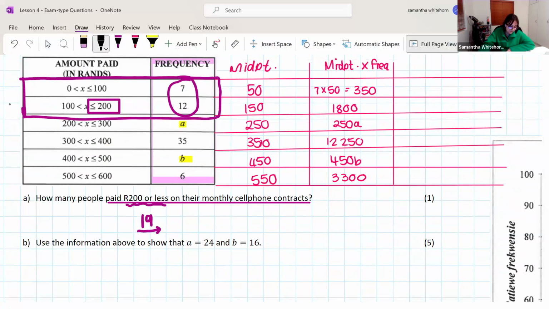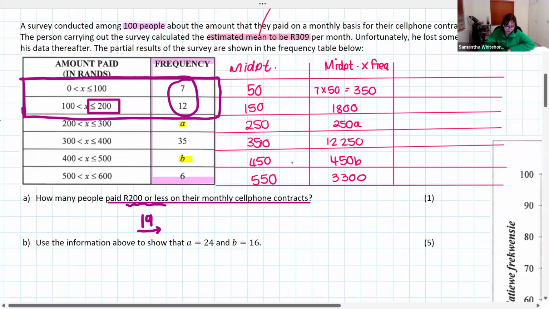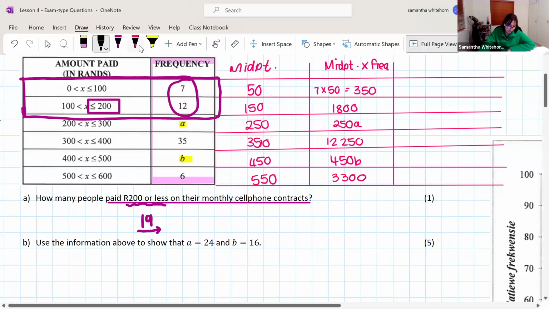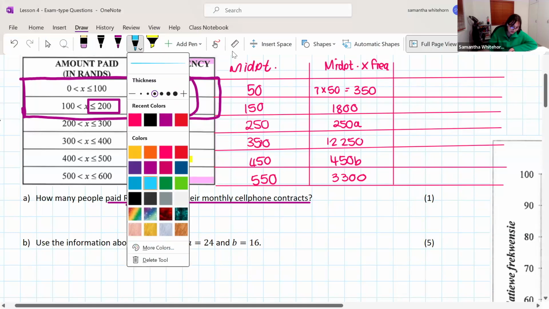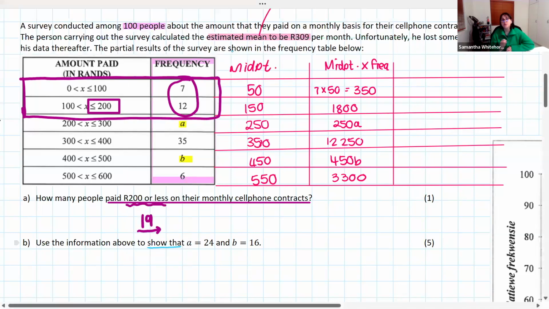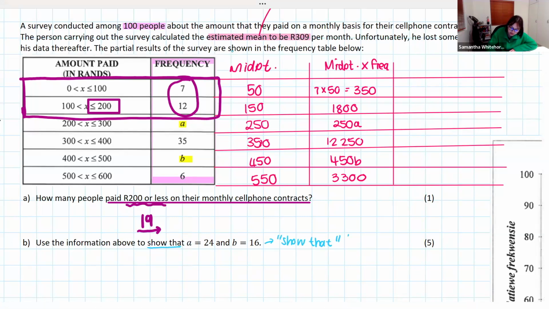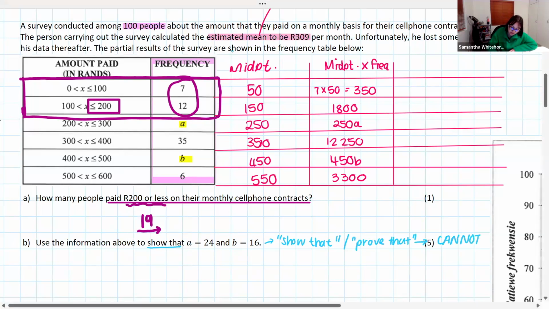This is now where we're going to do a little bit more. So question B says, use the information above to show that A equals 24 and B equals 16. Now, before we get into it, this question is what I call a show that or a prove that question. If your question starts with show that or has somewhere that you need to show that or prove that, what you need to know is that you cannot use the values you've been given in your working out.